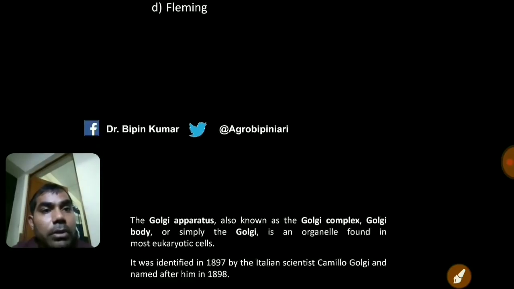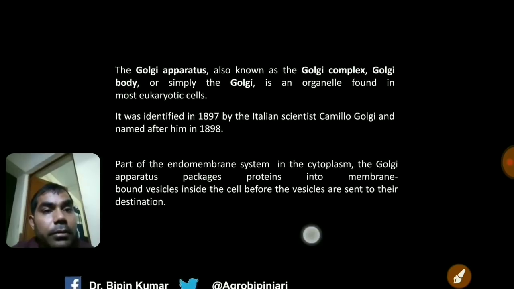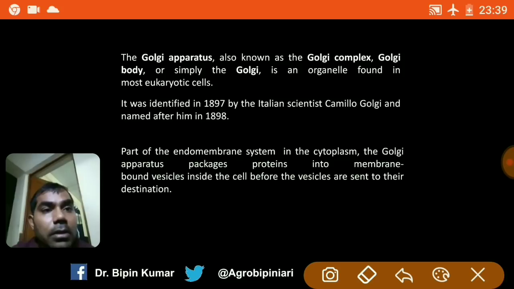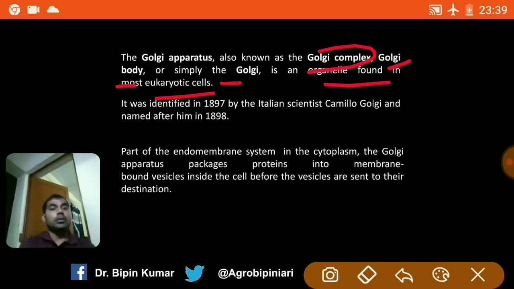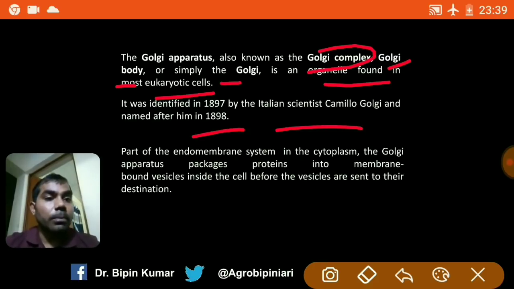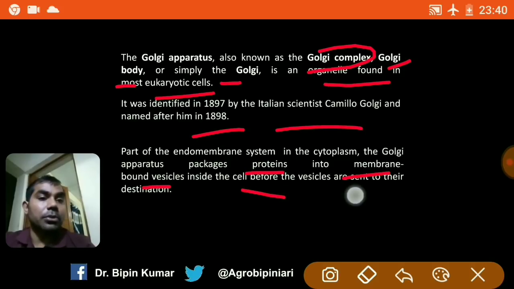So let's move further with some more explanation about that. The explanation is about the Golgi apparatus. The Golgi apparatus is also known as the Golgi complex, Golgi body, or sometimes simply Golgi, and is an organelle found in most eukaryotic cells. It was identified in 1897 by an Italian scientist named Camillo Golgi. So after his name, these organelles were given the name Golgi apparatus in 1898. As part of the endomembrane system in the cytoplasm, the Golgi apparatus packages protein into membrane-bounded vesicles inside the cell before the vesicles are sent to other destinations.